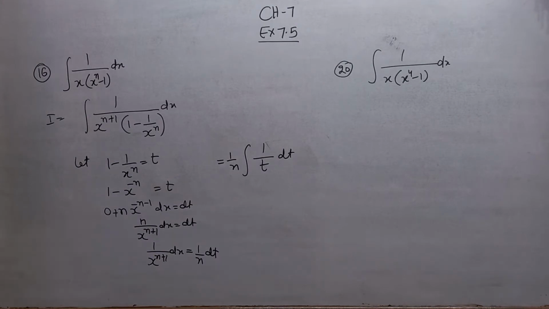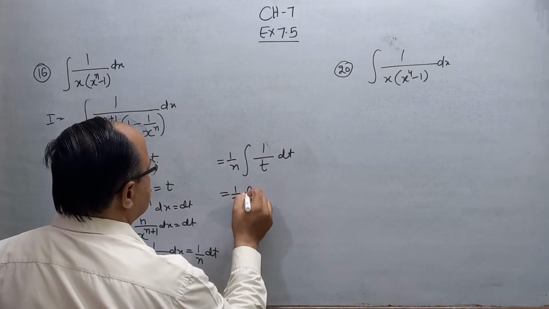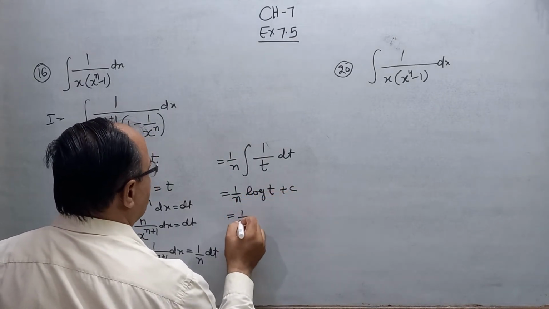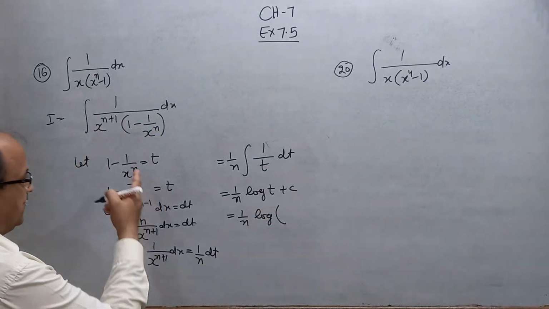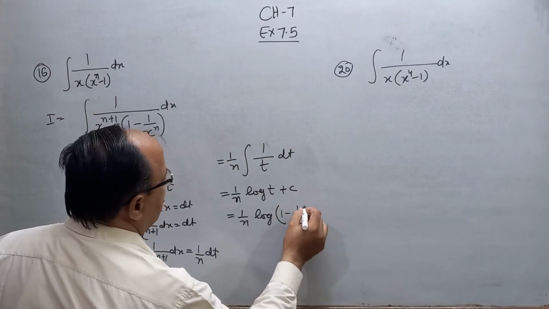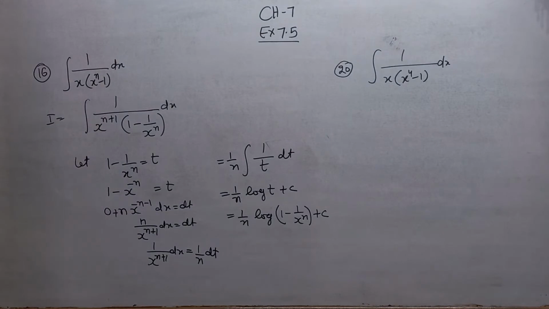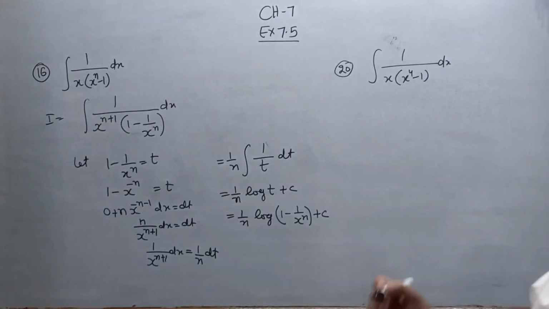Clear? The integration of 1 by t you know very well: log t plus c. So 1 by n log t, and put the value of t. What is the value of t here? 1 minus 1 by x to the power n, plus c. This is the answer.